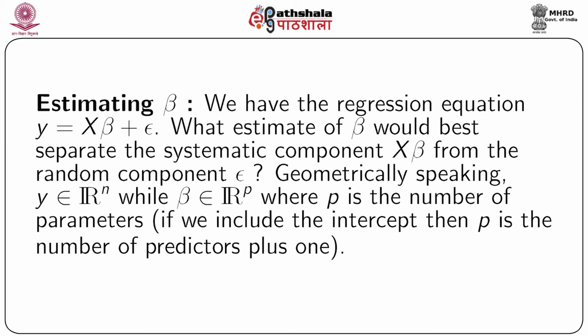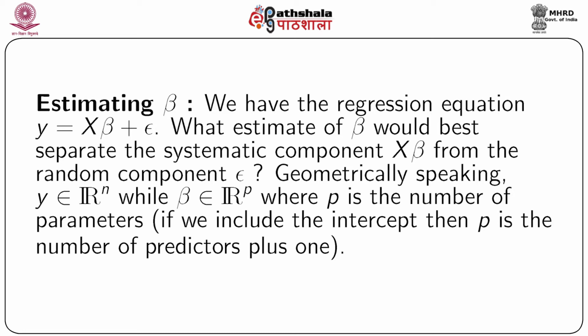Now let us look at how we estimate the coefficients in a regression model. So here we have written estimating beta. In general, a linear model is written as y equals x beta plus epsilon, where y represents the vector of values of the dependent variable, x represents the vector of values of the independent variable, and beta is the vector of the coefficients using which we write our regression model, and epsilon is the error term.